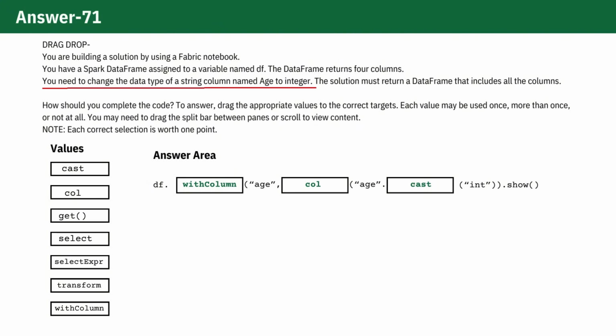The show method displays the rows of the data frame in a tabular form. It's used here to visually inspect the results of the cast operation.